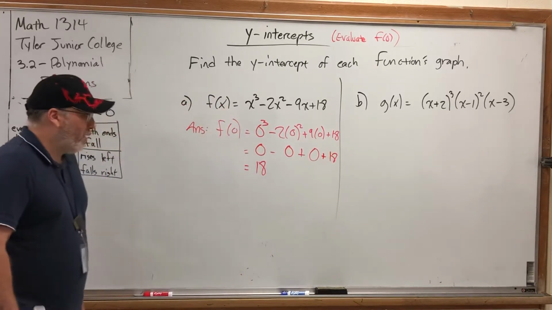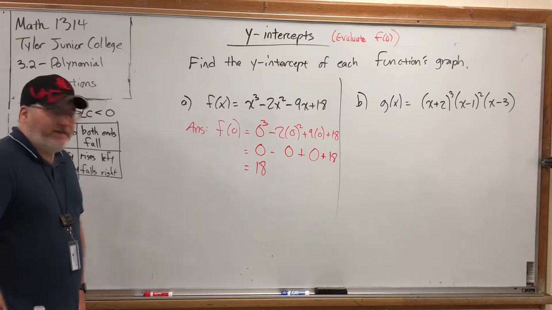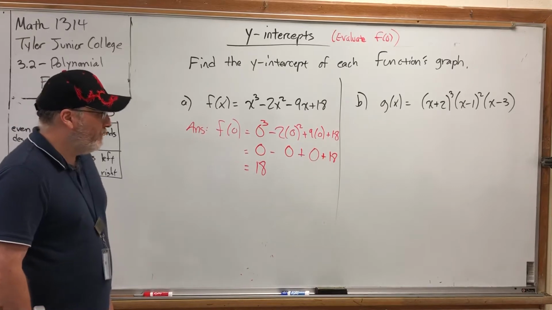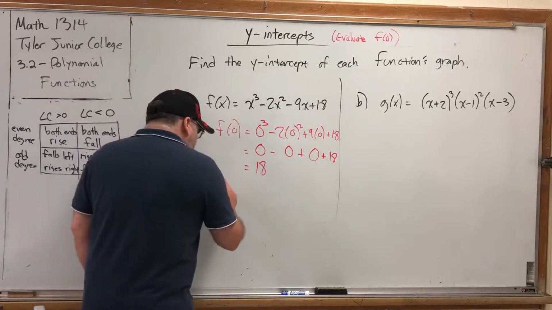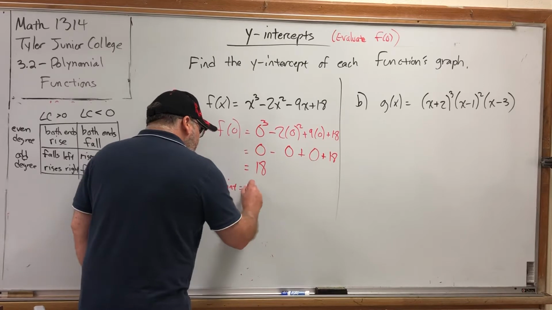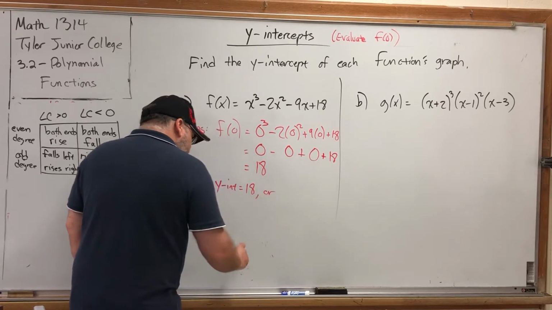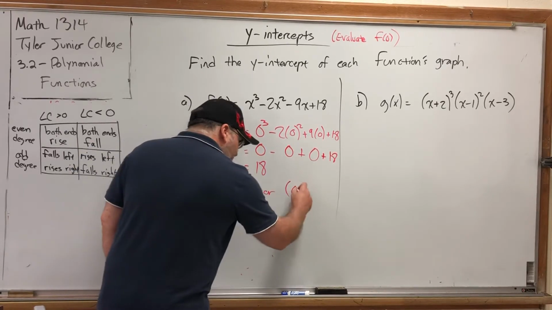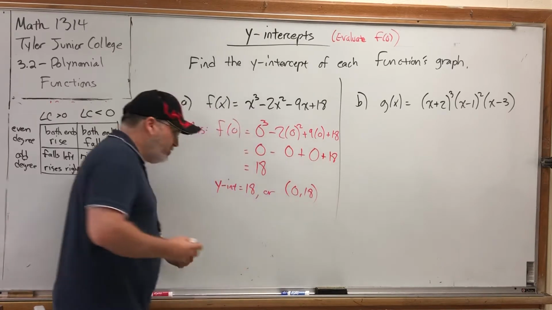Well, like I said, that was probably fairly transparent from the beginning that substituting 0 into the function would give us 18. So you could say the y-intercept is equal to 18, or you could say that the y-intercept is the point (0, 18). Which answer is correct?